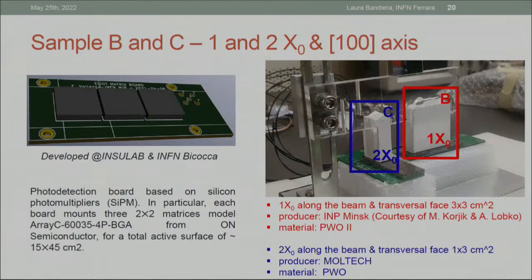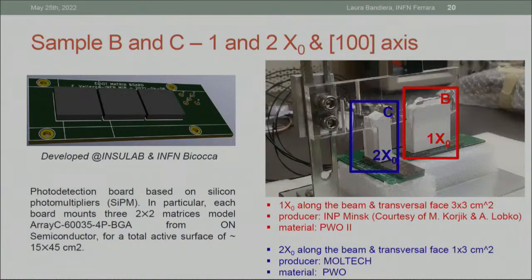Then in 2021, we did a second series of test beams with two other samples of 1 and 2 radiation lengths, choosing the strongest axis this time. One was given to us by the EMP of Minsk, and it's a PbWO4 that is doped with molybdenum. It's the one chosen for the PANDA calorimeter. The other one is commercially available from the Moltec company in Berlin.